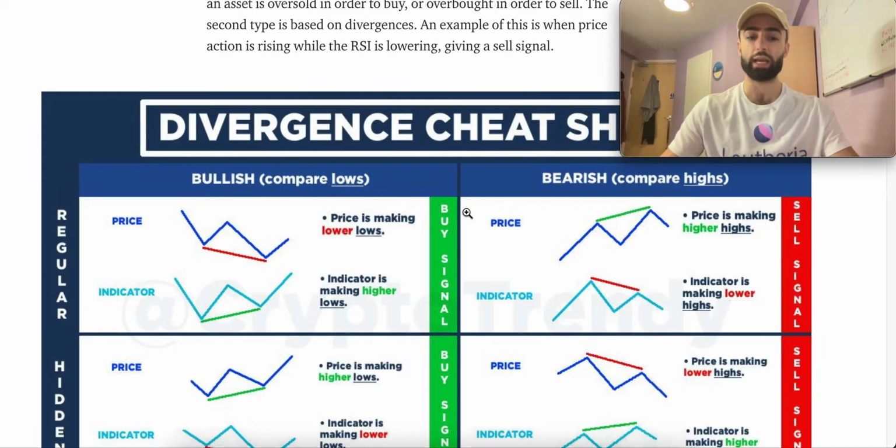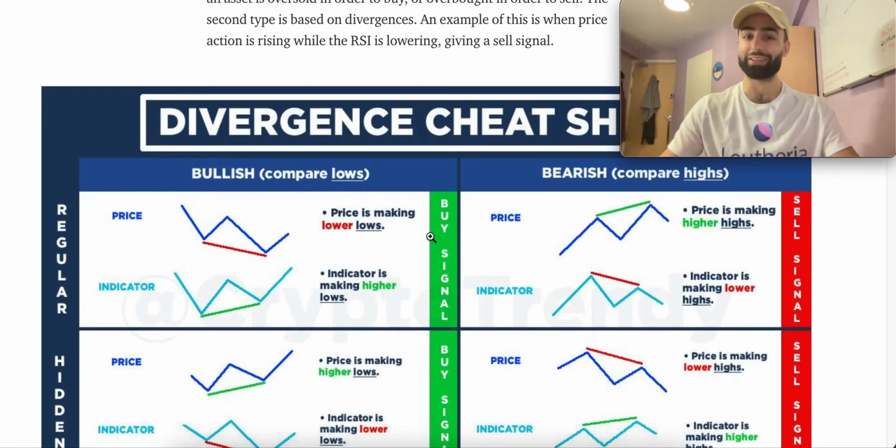Now let's look at the hidden divergences. And truthfully, I still use cheat sheets like this when I'm looking for hidden bullish or bearish divergences, because I don't always remember the relationships.